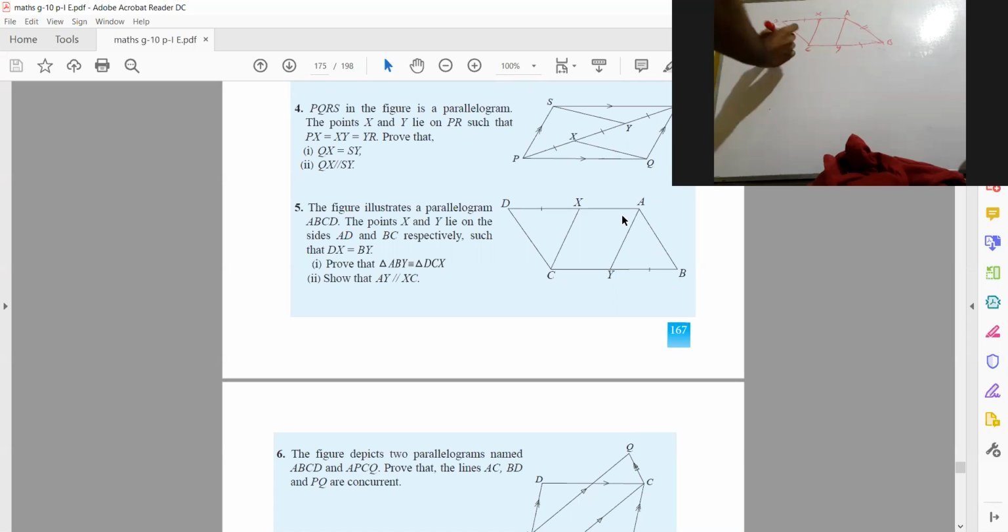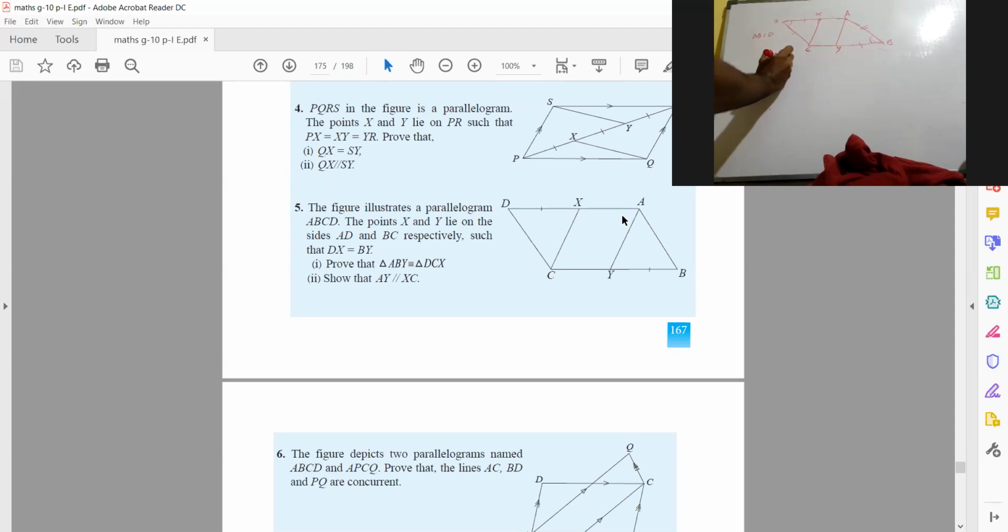Then what about this angle? These two angles are opposite angles of a parallelogram. Therefore, those two angles are also equal to each other. So we can say the triangles are congruent by the case SAS. Now I'll show you how to write it.